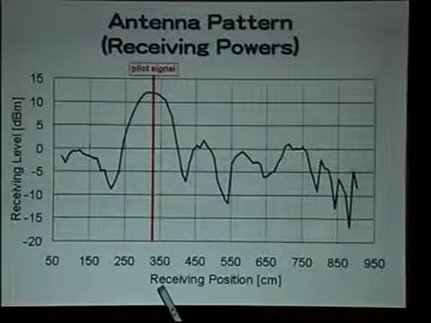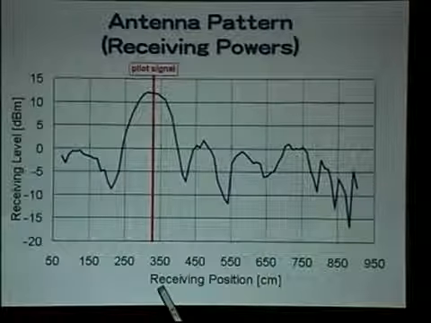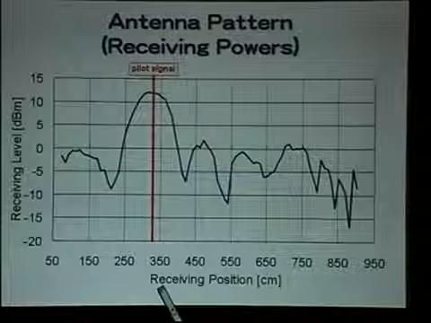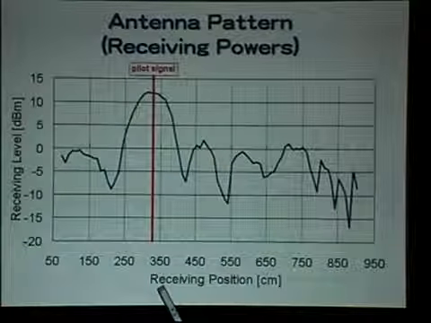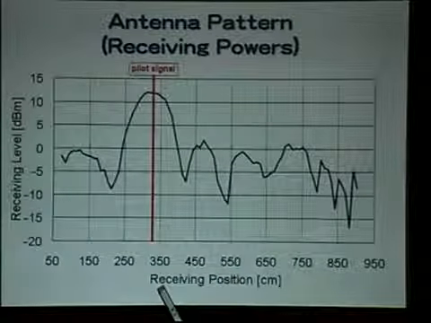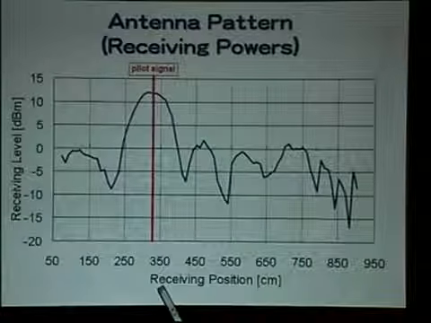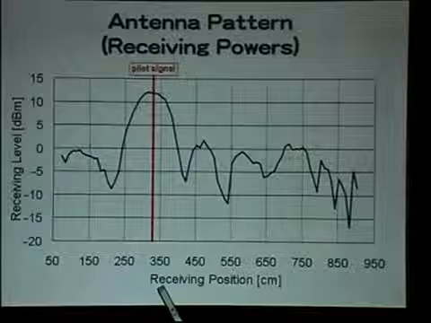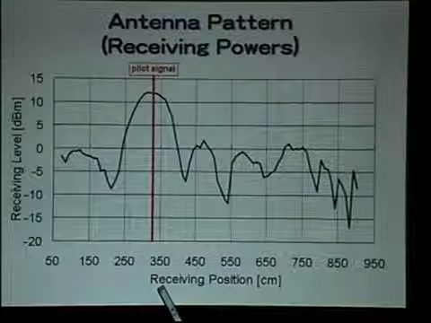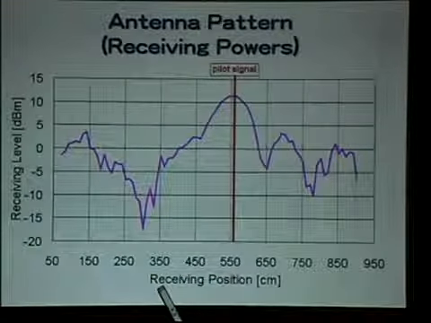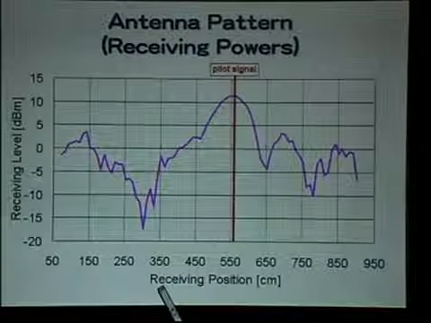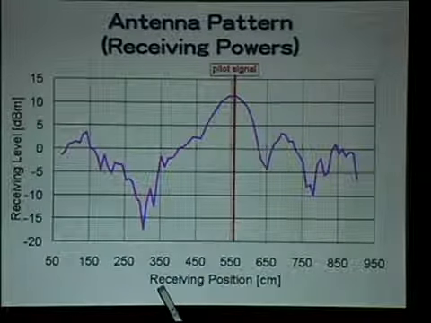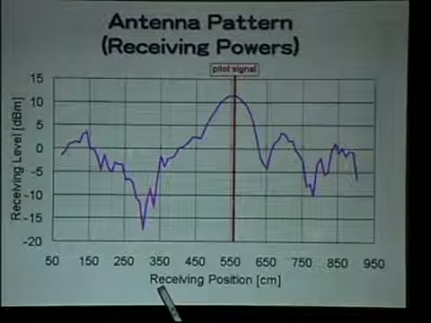So this picture shows our result. The pilot signal transmitter is here. You can see the main beam is in the same position as the pilot signal transmitter. This is the first side lobe. And if I move the pilot signal to this point, the microwave power follows the pilot signal.